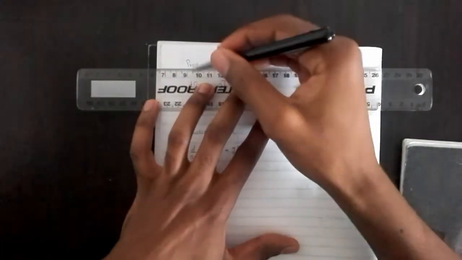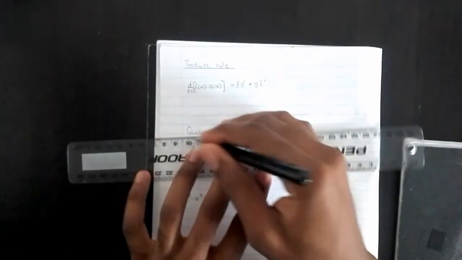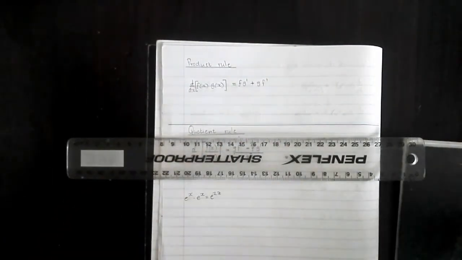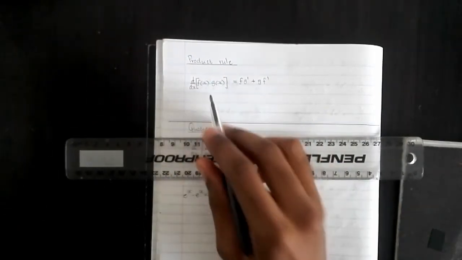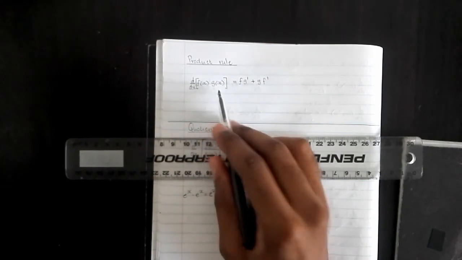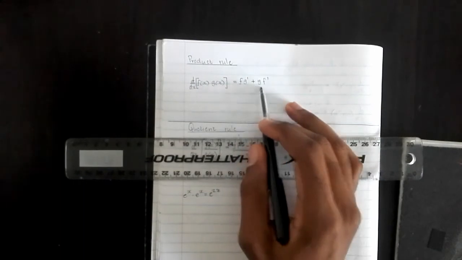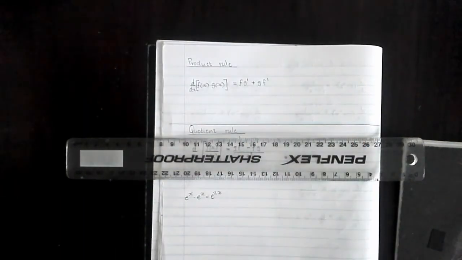So let's get into one of the other rules too, actually. There are 2 rules left that I think are necessary to help you with more complicated questions. Let's get into the product rule. It states that d/dx of f(x) times g(x) equals f times the derivative of g plus g times the derivative of f.